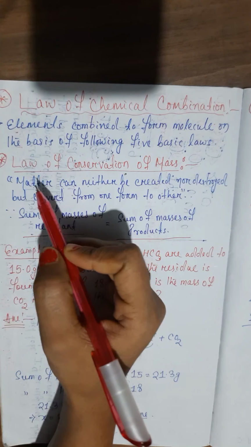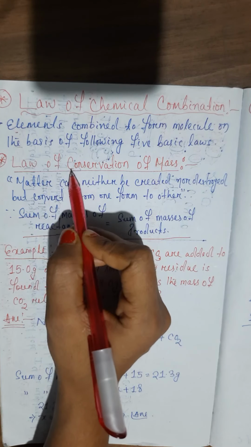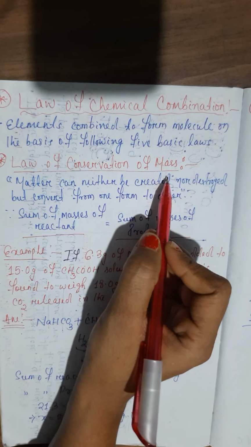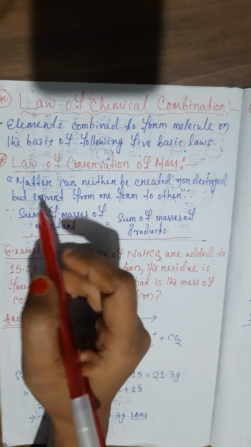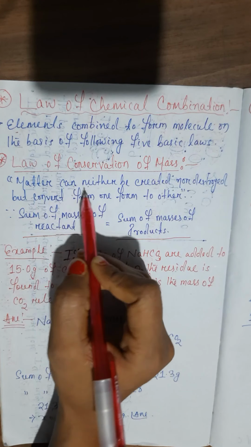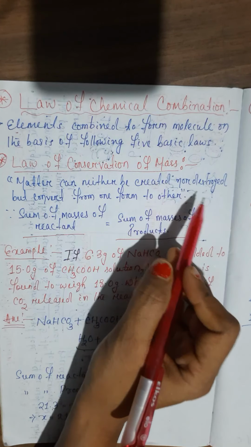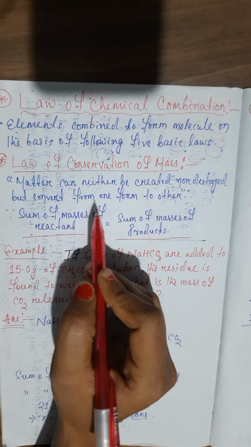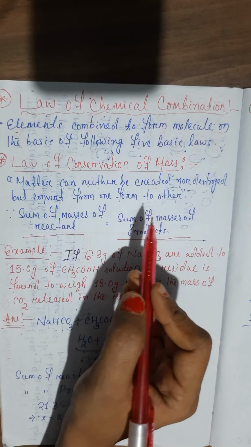So what is the first law? The first law is the law of conservation of mass. So what does it say? It says matter can neither be created nor destroyed but converted from one form to another. So what does it mean?